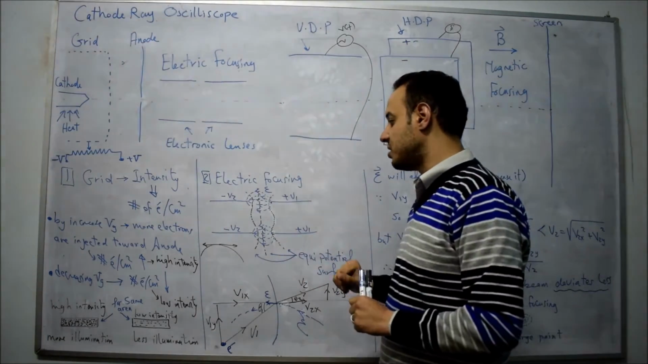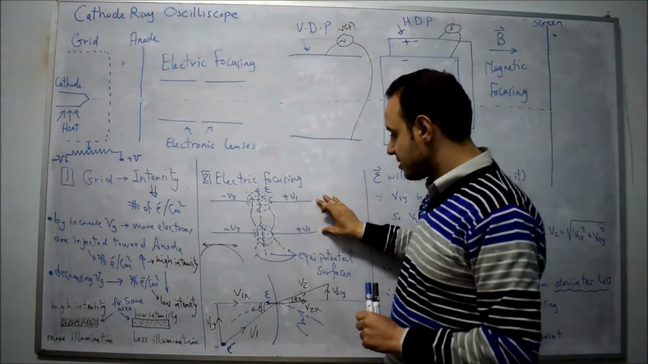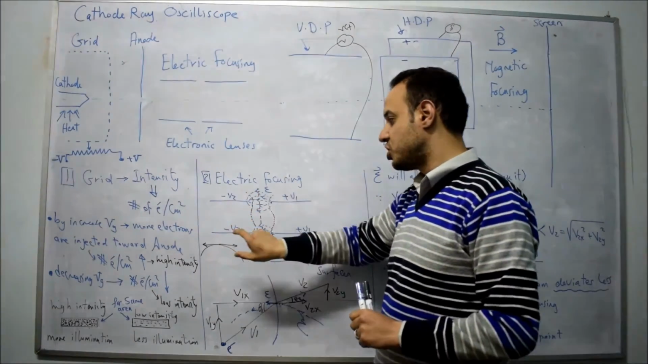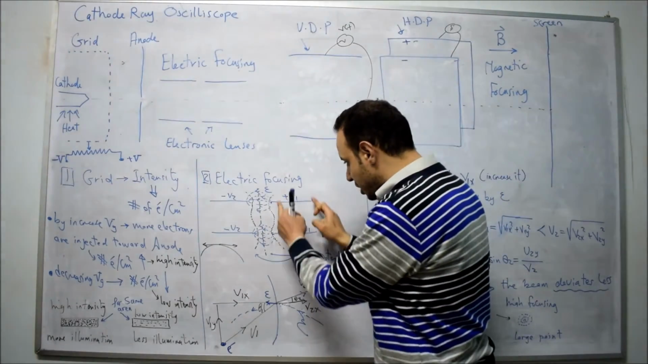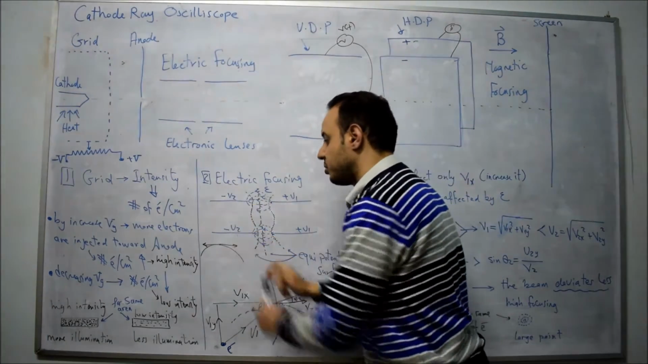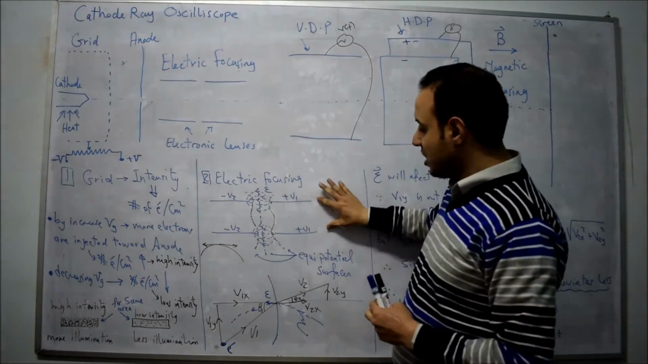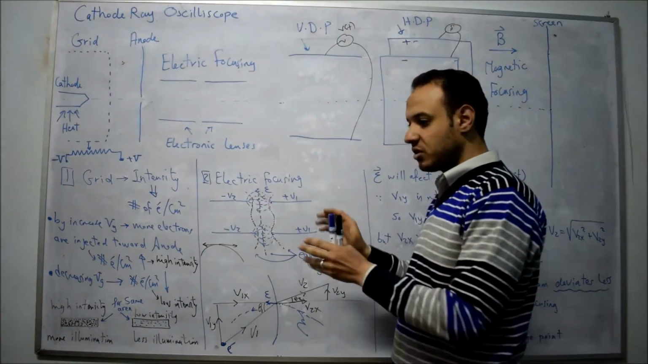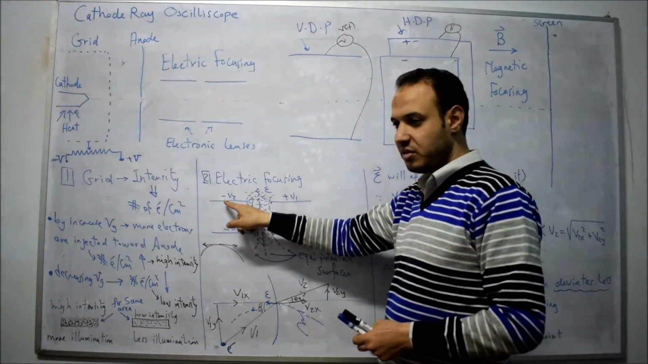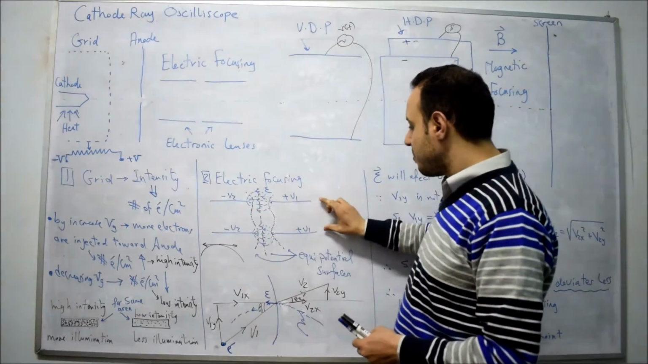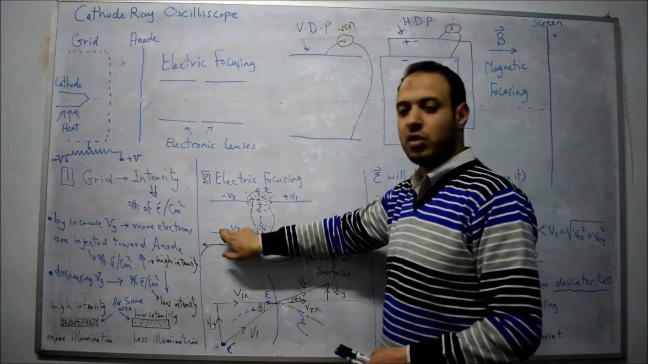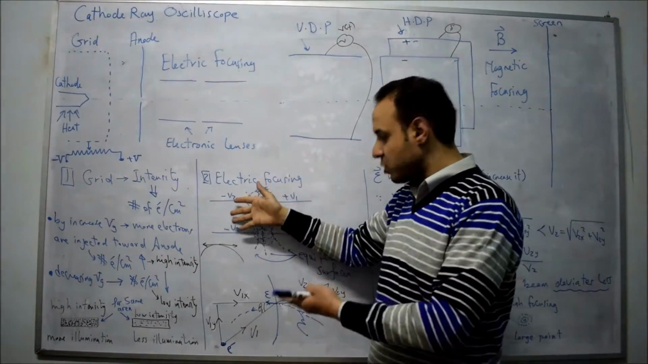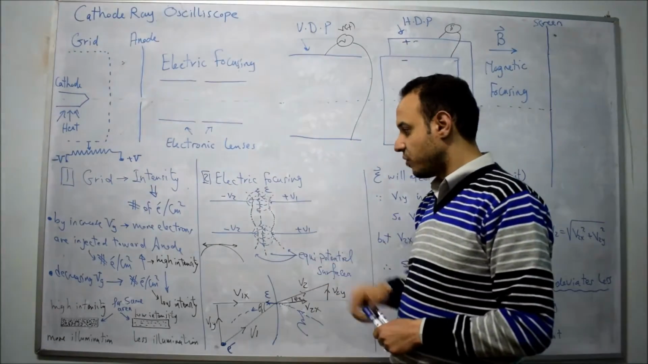The simplest electronic lens: we have two plates with the same potential and another two plates, also with the same potential, but the potential of these plates is higher than the potential of these plates. So we can say the voltage here is more positive than the voltage here. It's not required to make this voltage negative, like I'm drawing here. For example, this can be 5 volts, 5 volts, 3 volts, 3 volts. In this case, we can say this is more positive than those two plates.